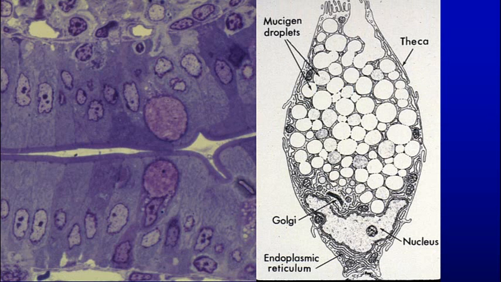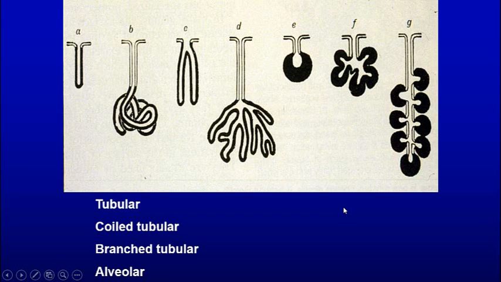And so if we look at a goblet cell with the secretions out through there, with merocrine secretion, what we see in the goblet cell is really the theca. The theca here is a secretory part, but it does have a nucleus as we see there.